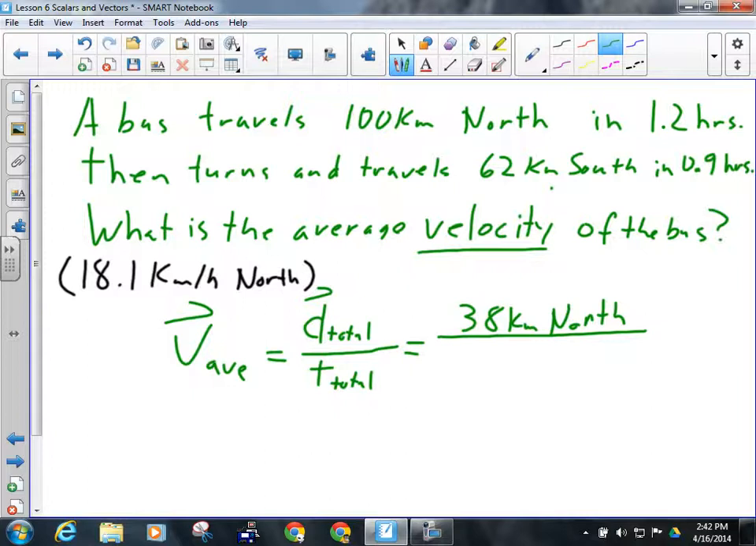How long does this whole thing take? Well, it looks to me like it takes 2.1 hours. Agreed? Okay. All right, how did I get that? I added 1.2 and 0.9. So now I have the total displacement divided by the total time. That will give me 18.1 kilometers per hour. All right, and what should also be on here? 18 kilometers per hour north. If my displacement is north, my velocity is north.